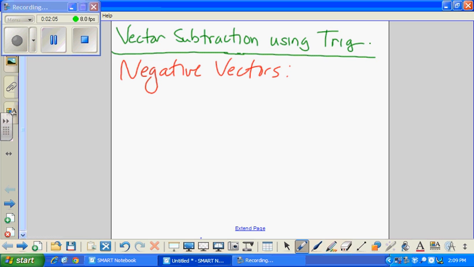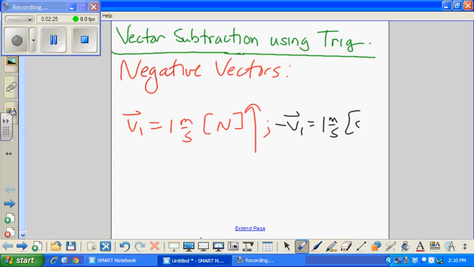For example, if I was going to say v1 equals 1 meter per second north, then I was going to sketch that. It would look like that. Well, negative v1 would be this. 1 meter per second south. The total opposite. Sketch it. Completely opposite. Okay? Quite simply.